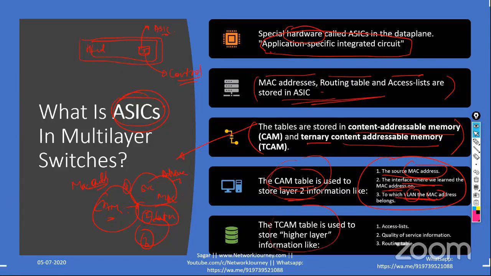Now what is TCAM? On the other side, TCAM is used for the higher layer information like access lists, QoS, and the routing table. I'm going to write over here QoS, ACL, and routing table. So things are getting processed faster, right? In a control plane you're sending a lot of data, so you might be wondering what exactly happens inside the control plane. It's processing, it's looking for the destination.